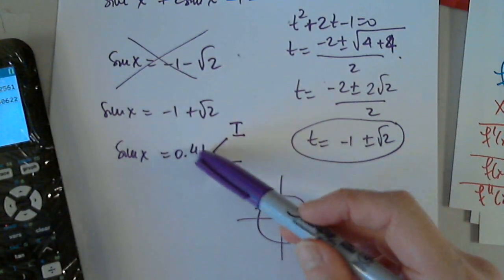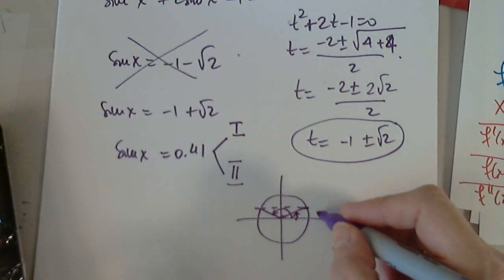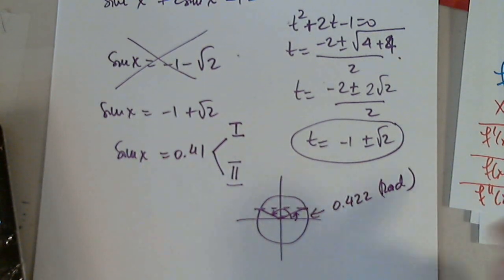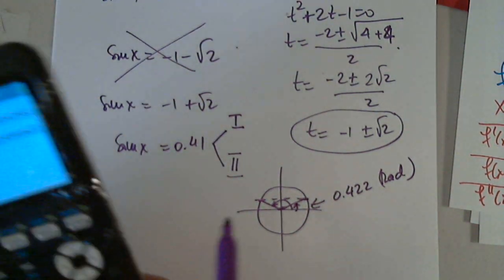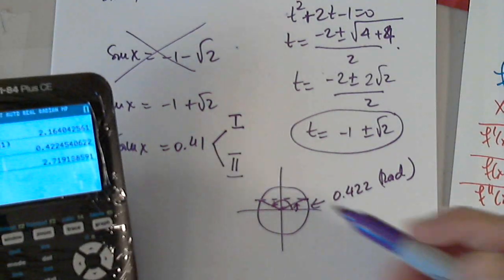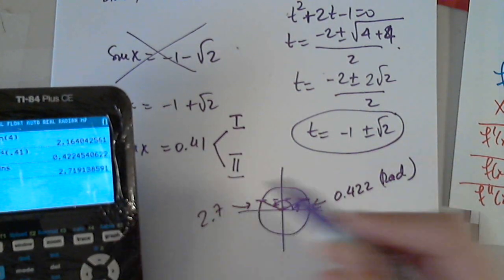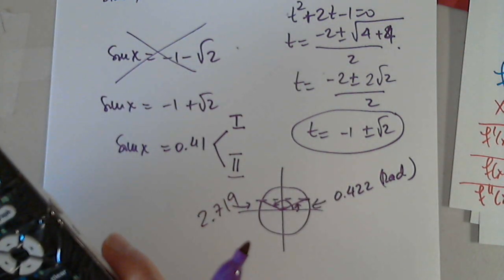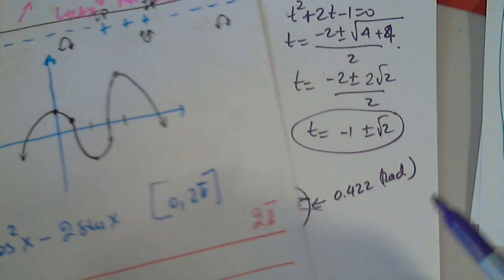So the first solution is 0.422. So this is in radians, 0.422 radians. But we don't have to write it if it's just a number. We know it's radians. And this one has to be pi minus that. So pi minus the previous answer. So this second angle in radians will be 2.7719. Okay. As I said, it's a lot of work with these trig.